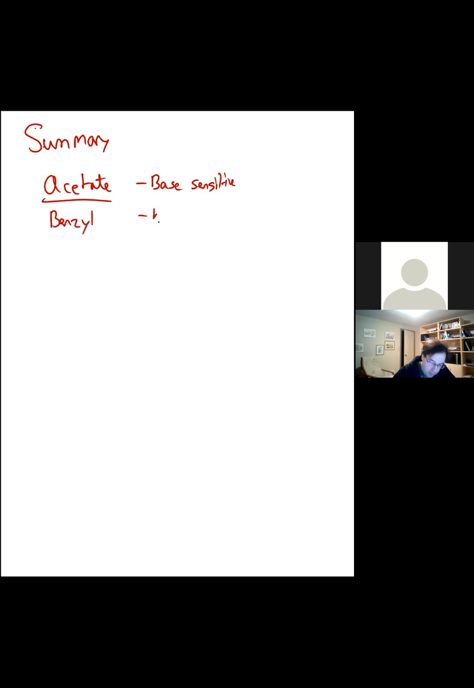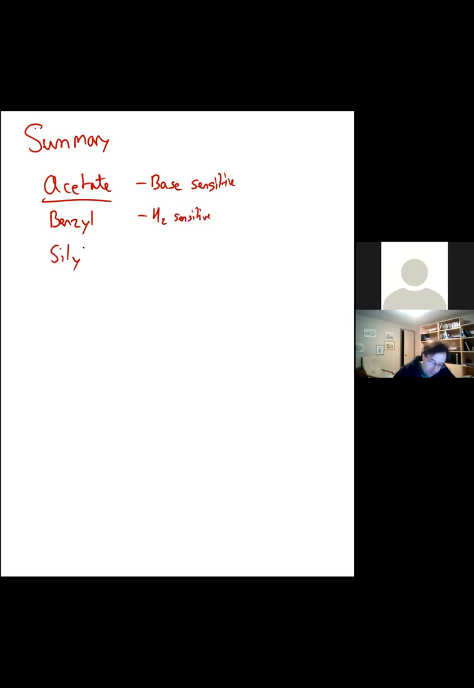So we covered the acetate. We covered the acetate is base sensitive. You use a nucleophile, you take it off. Benzyl, you know what? This is worth writing. Summary. Because there's a lot of information here. Acetate. Base sensitive. Benzyl. H2 sensitive.